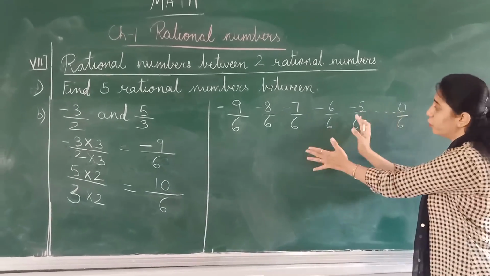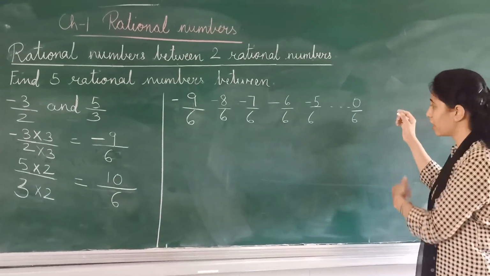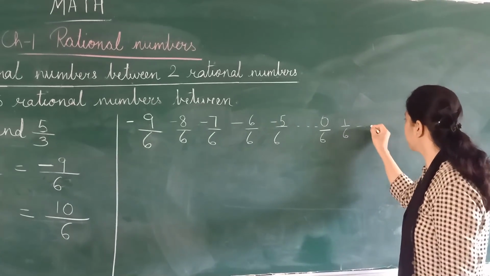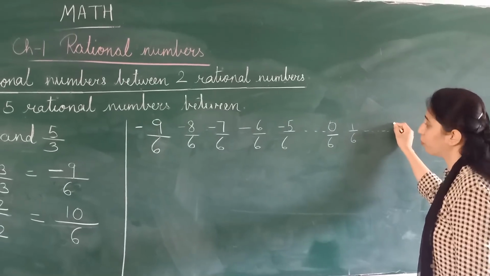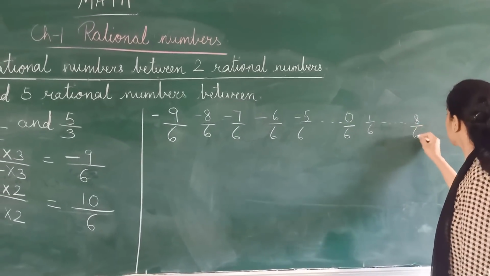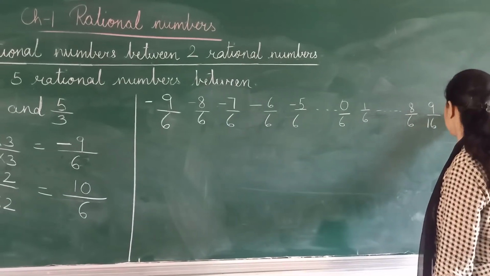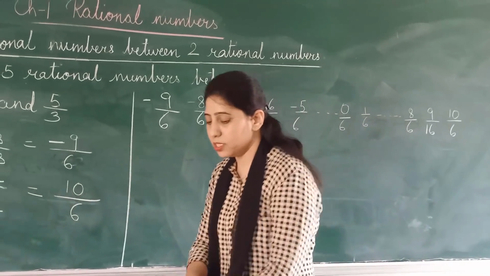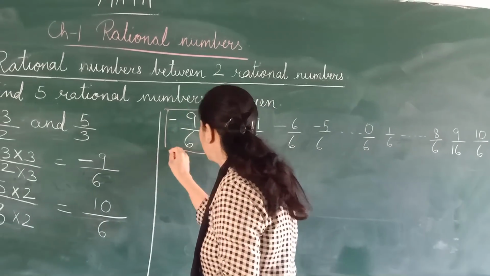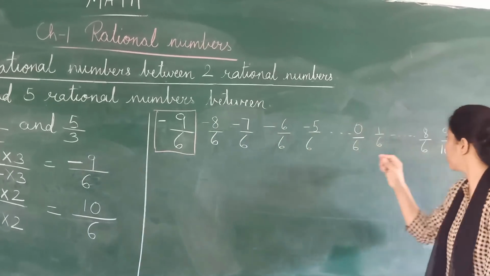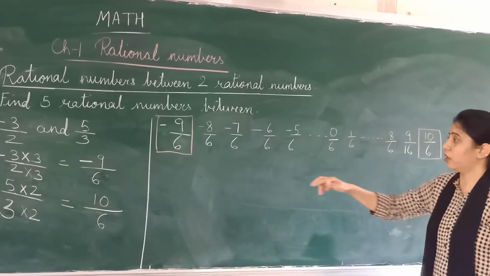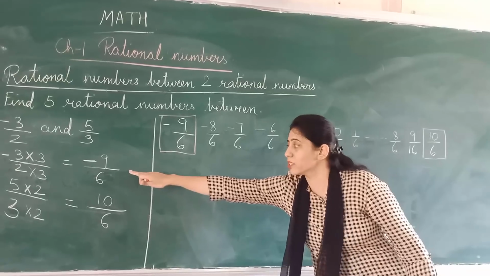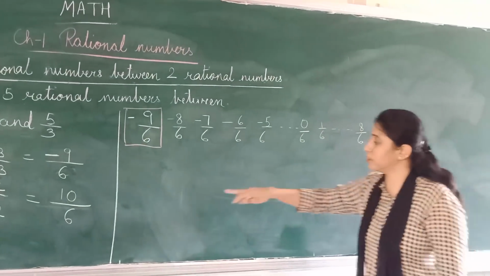I have written a few negative rational numbers. Now a few positive rational numbers you can write. That is 1 upon 6 positive, then 7 upon 6, 8 upon 6, 9 upon 6 and 10 upon 6. Minus 9 upon 6, I started with this first rational number, and 10 upon 6 is the last. So you have to list the rational numbers between minus 9 upon 6 and 10 upon 6.